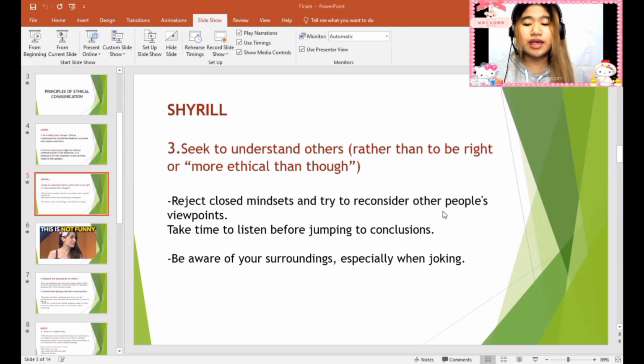And as we seek to understand others, sometimes there are times that we love joking, right? Because we make the atmosphere comfortable. Be aware of your surroundings, especially when joking. Because if we keep on thinking that a joke is okay, that will lead to a commotion too. There are times that our jokes are not acceptable to the other party or to the recipient. So we have to be careful.